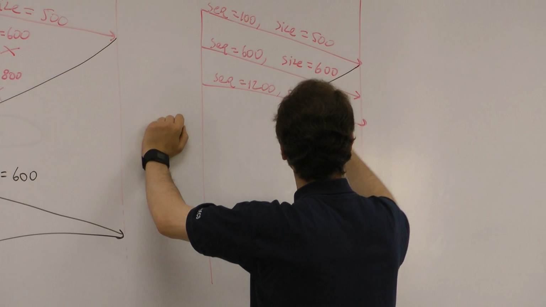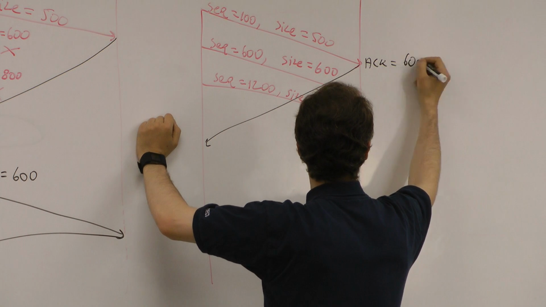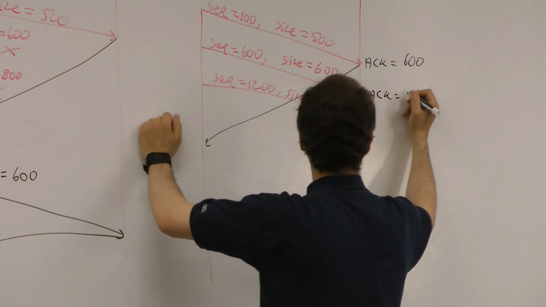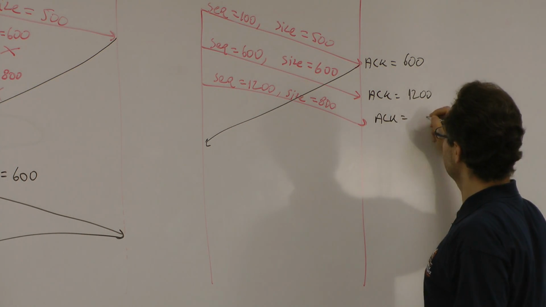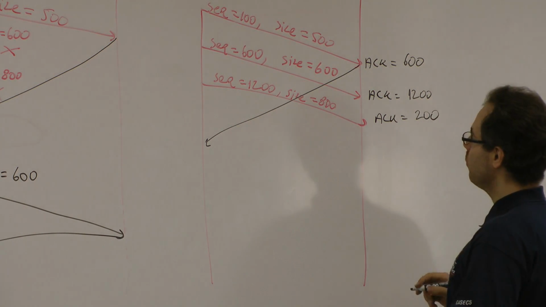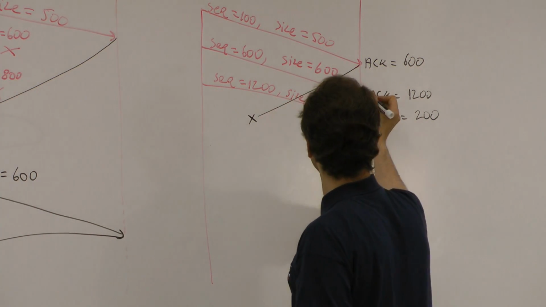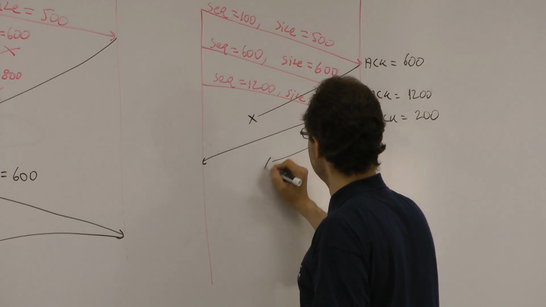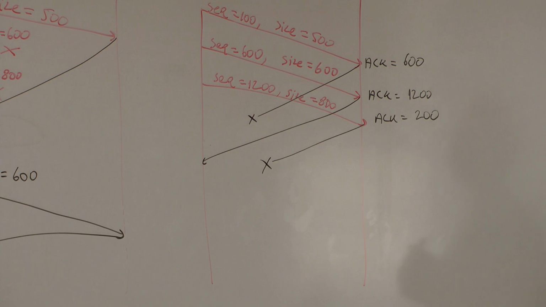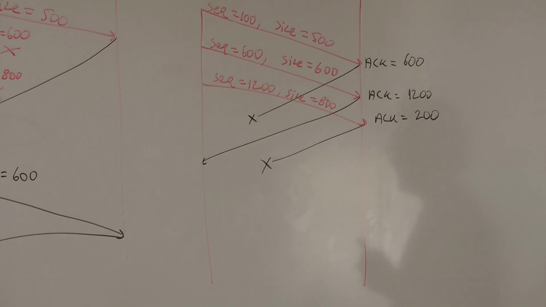So X is equal to 600. X is equal to 1200, right? And N is equal to 2000. Now, we're being told that this ACK is going to be lost. This ACK is going to be fine. And that ACK is going to be also lost, right? So, let's see what's going to happen. Well, first ACK is lost, so, well, too bad. What about the second ACK? It arrived just fine, right?